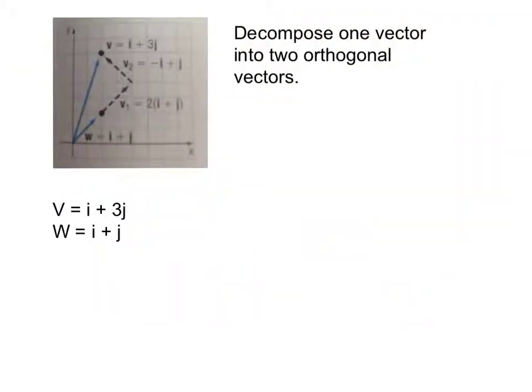Okay. Alright, so now we're going to learn to break one vector apart into two orthogonal vectors. So what we have to do is create a projection of an original vector onto another vector. So in this problem here, we're given w, this little vector, which is represented by i plus j, and then we have this vector v, which is i plus 3j. Okay, and v is right here.